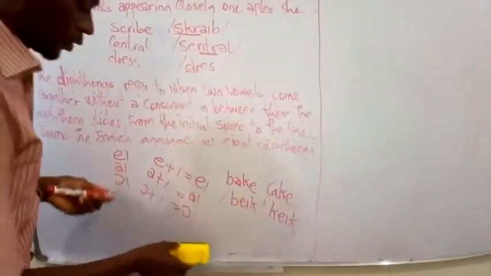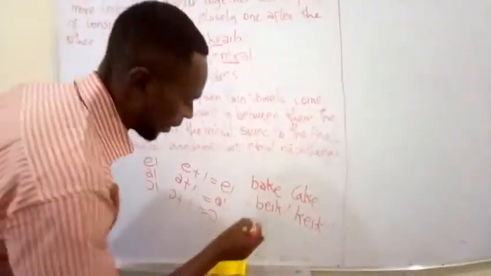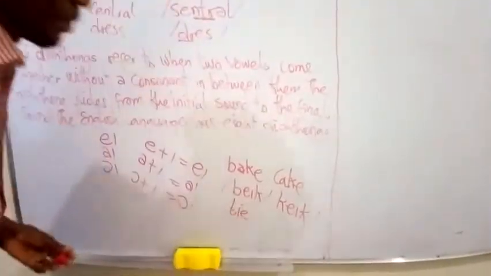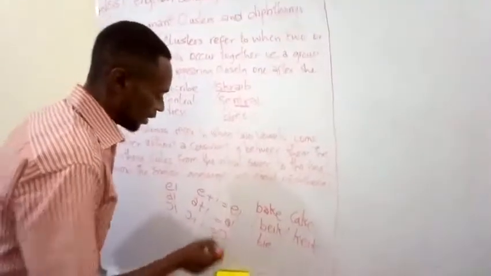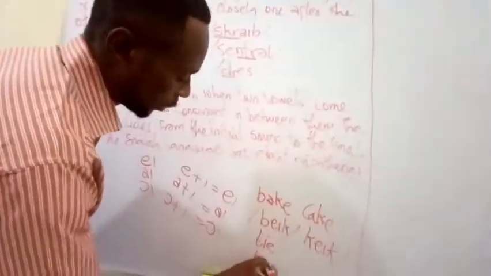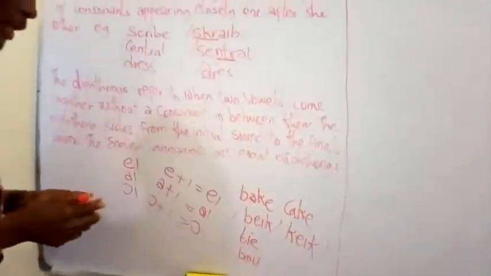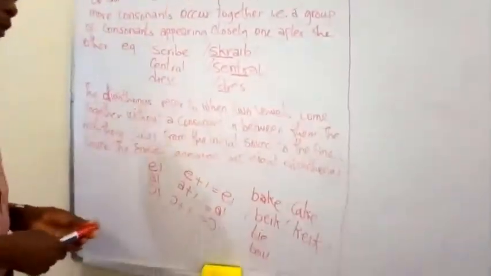Alright, now, the I there, you can have it in tie. Tie, that thing that men use around their neck when they're dressing. And then this one, you can have it in boy. We're going to see all of them, okay? So let's quickly now go to the body of the lesson.